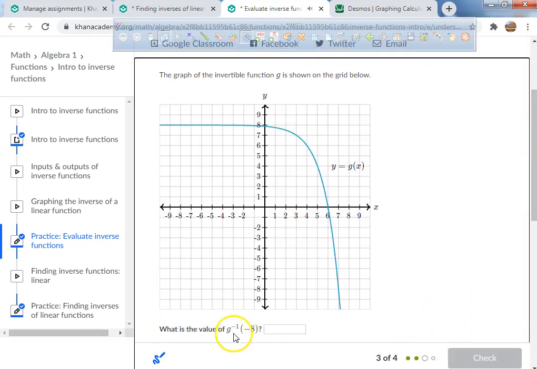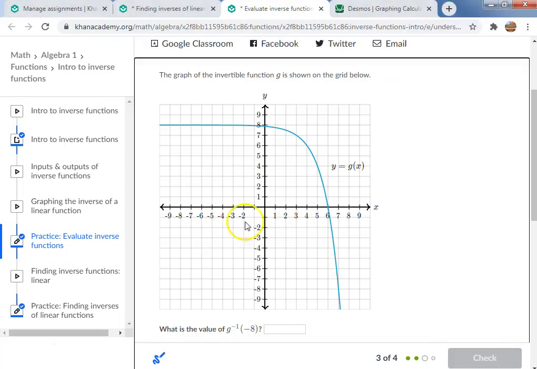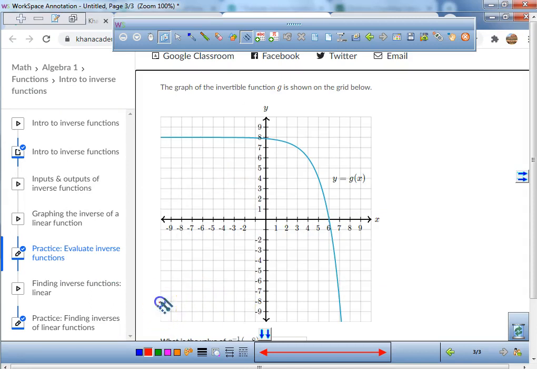It says, what is the inverse of negative 8? Now, what do you have to do when it says, what's the inverse of negative 8? Well, you better draw a line where y is negative 8 and see where it touches on the x. So right here, where do I go up to? 7.